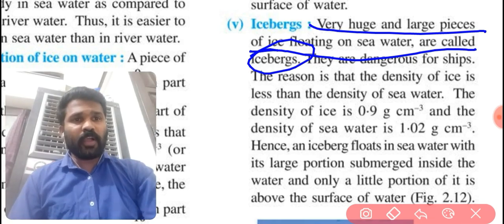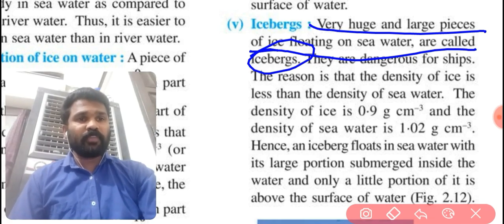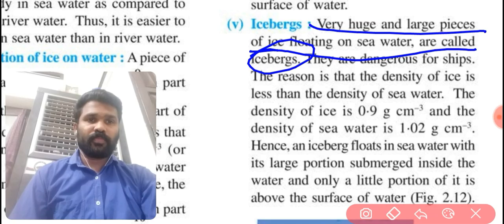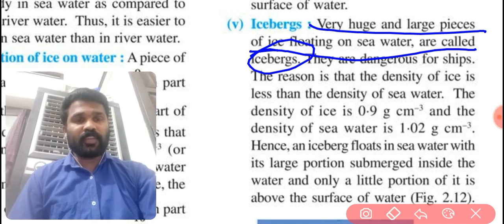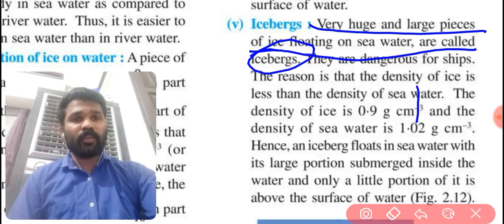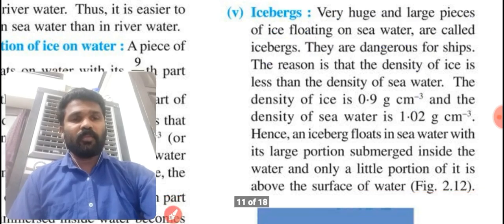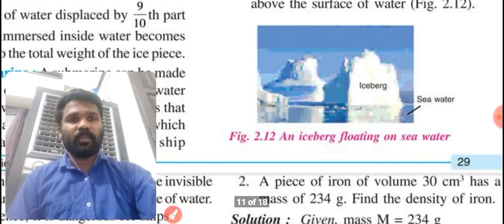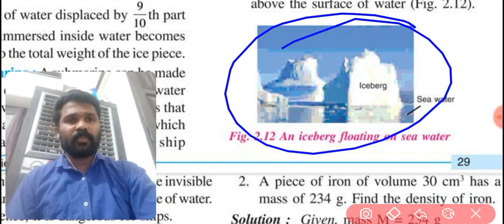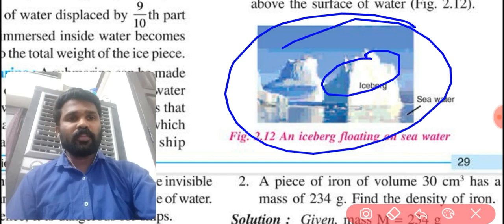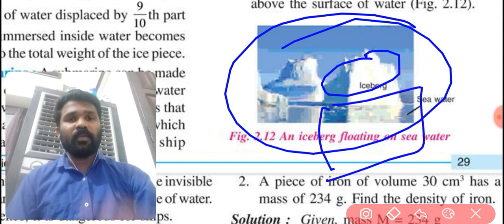The density of ice is 0.9 gram per centimeter cube and the density of seawater is 1.02 gram per centimeter cube. Hence, an iceberg floats in seawater with its large portion submerged inside the water and only a little portion of it above the surface of the water. Here you can see the iceberg. Only a small portion will be outside, the big portion will be inside the water.